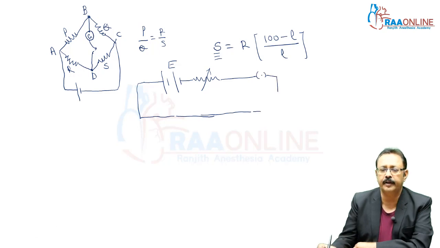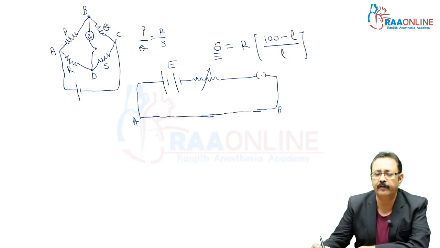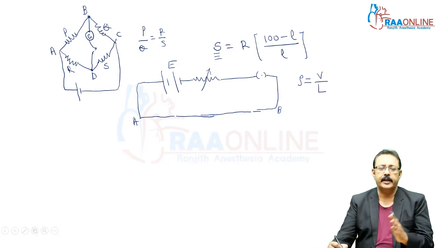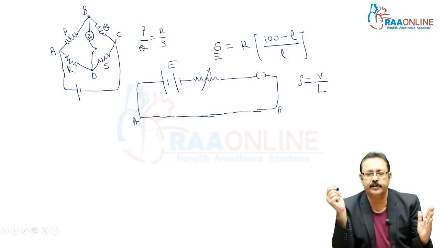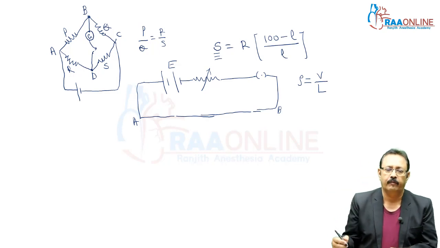What we are doing here, we are developing a potential difference across the wire AB. It is of uniform length. If we are developing a potential difference V and the total length of wire is L, it means the potential gradient should be V upon L. If you move a unit distance from A to B, there will be a potential drop of V upon L. This is the secondary circuit.